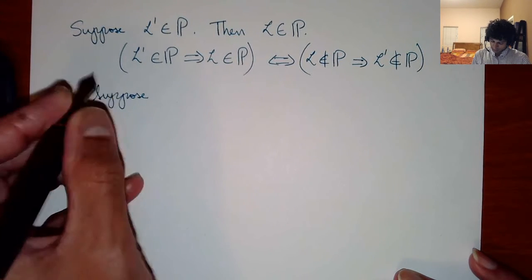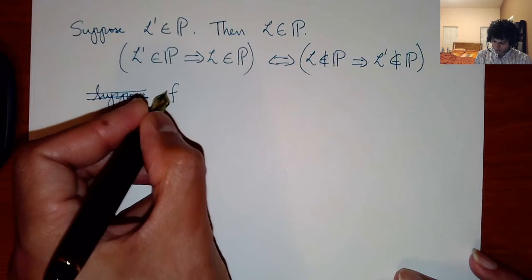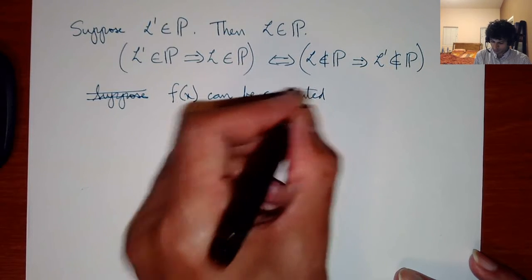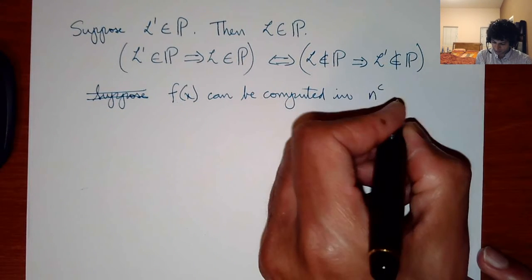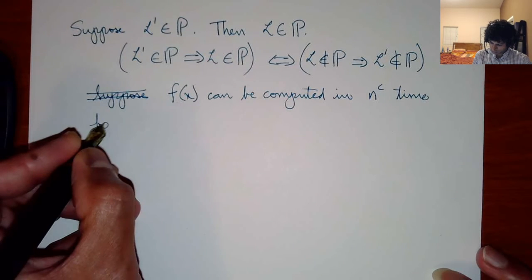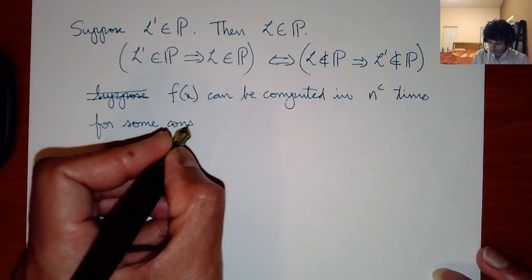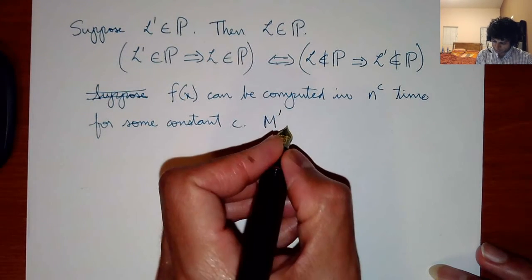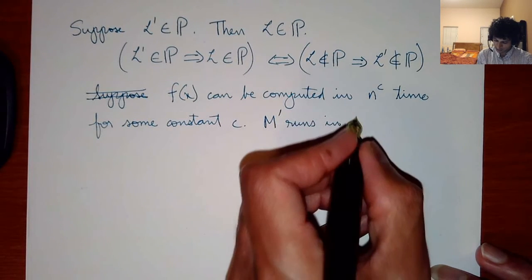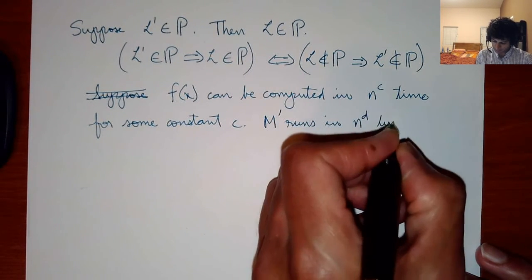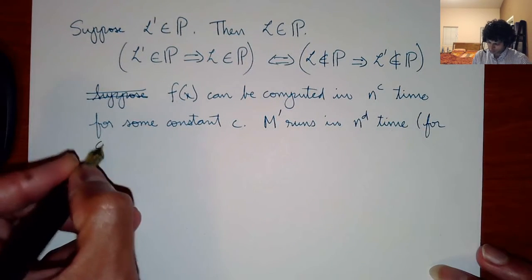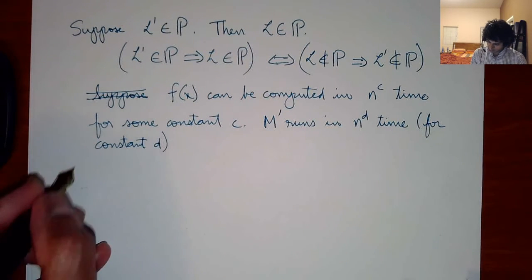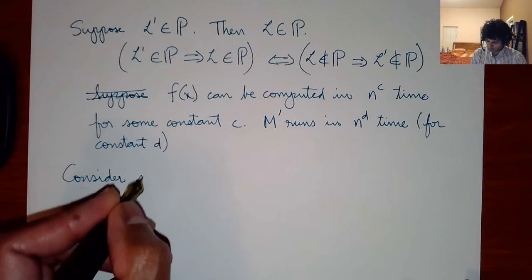Suppose f of x can be computed in n to the c time for some constant c. And M prime runs in, let's say, n to the d time for constant d. Okay.